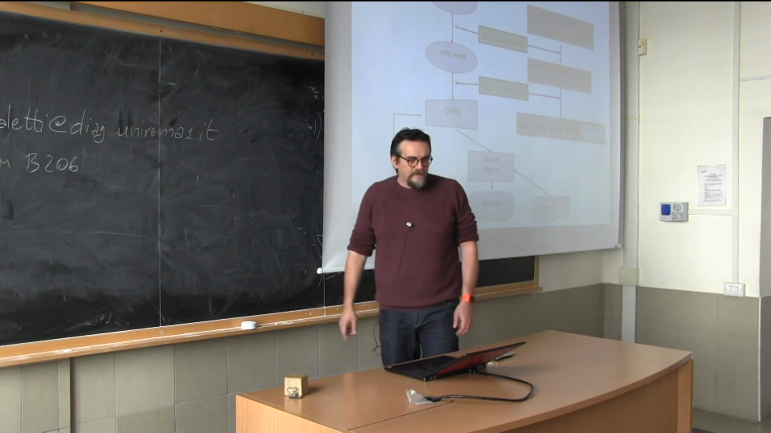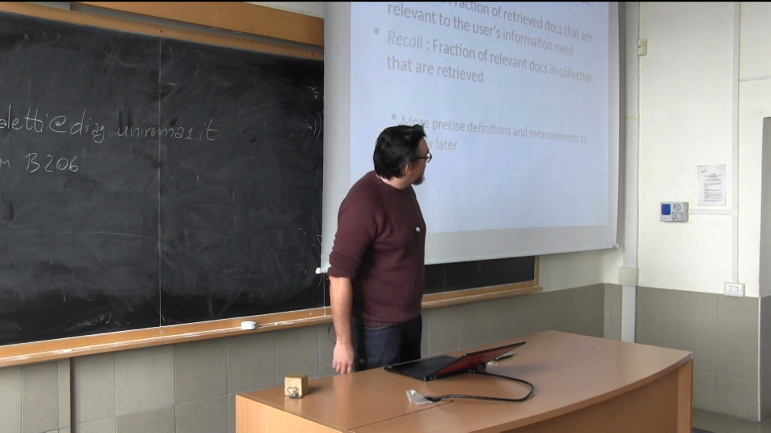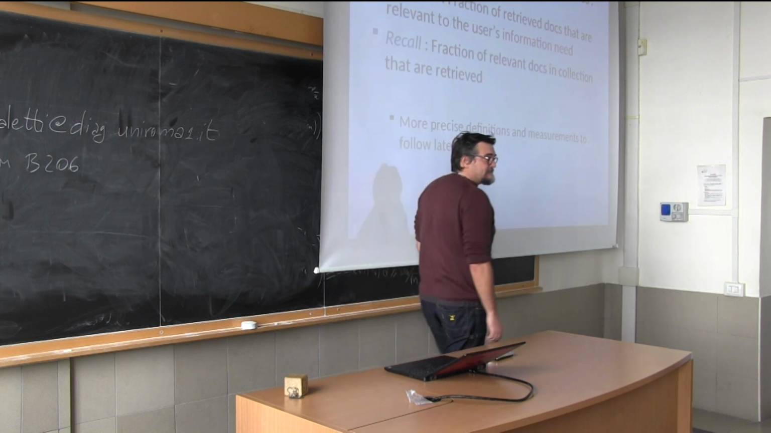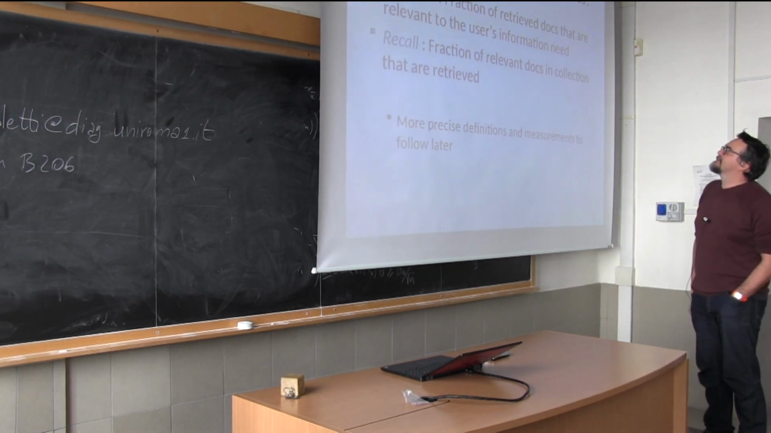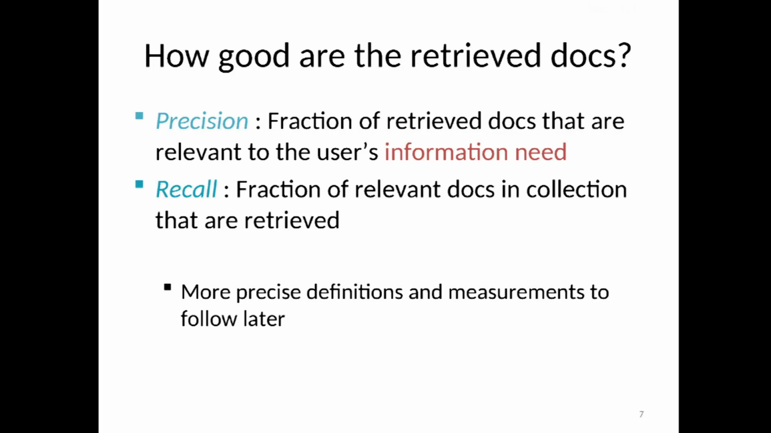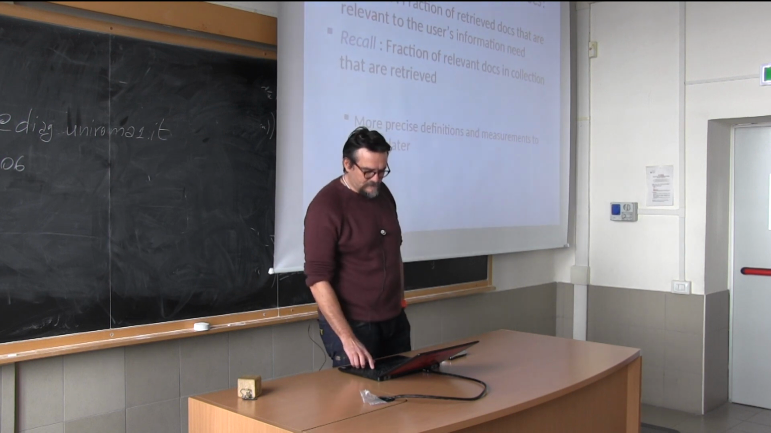Okay, so one important question here is how to have an idea of the performance of the system. And so you have already discussed the concept of precision and recall. Just to remind you, precision is the fraction of retrieved documents that are relevant to the user information needs, while recall is the fraction of relevant documents in the collection that are retrieved. Okay? Good. This gives us an idea of the performance. We'll see later on that there are other metrics.